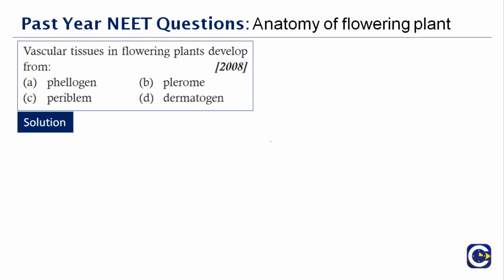Now, vascular tissues in flowering plants develop from plerome. The correct answer is option B, plerome. Plerome is the central core of the primary meristem, which gives rise to all the cells from the pericycle inward, the stele.